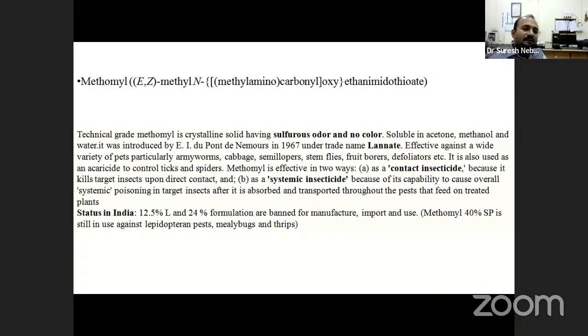Now when I was talking about the status, for methomyl, the 12.5% liquid and 24% formulation are banned for manufacture. We cannot manufacture in India, we cannot import this formulation, and we cannot use it. But the 40% SP formulation is still in use against lepidopteran pests, mealybugs, and thrips. This type of peculiar example they can ask you in an exam.